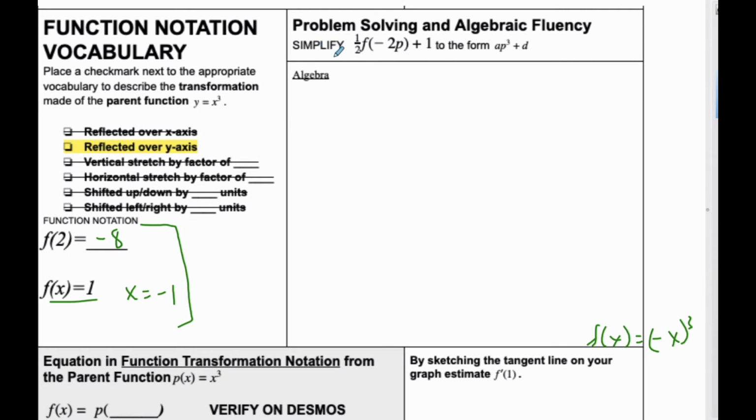And then finally it says simplify f of this and put it into this form here. So that means I'm going to go 1/2.